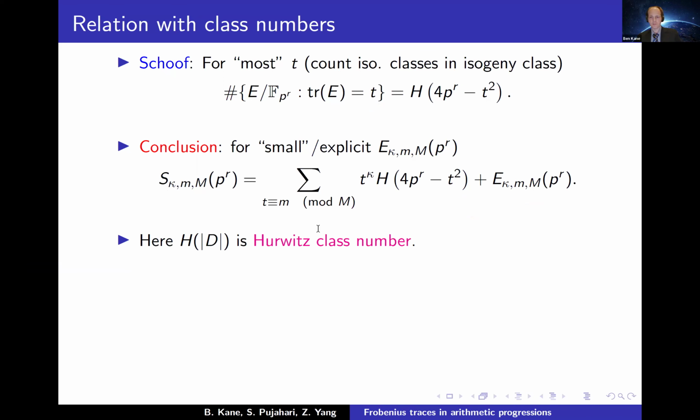So as I said, this h of d is a Hurwitz class number. It counts the number of integral binary quadratic forms that are positive definite of discriminant d less than 0, weighted by 1 over the number of automorphs. Most of the time, the number of automorphs is 1, just as it was with the elliptic curves. So this is essentially just the number of binary quadratic forms of given discriminant up to isomorphism.